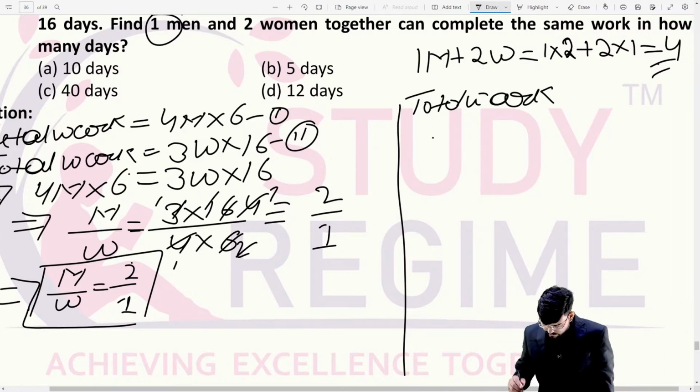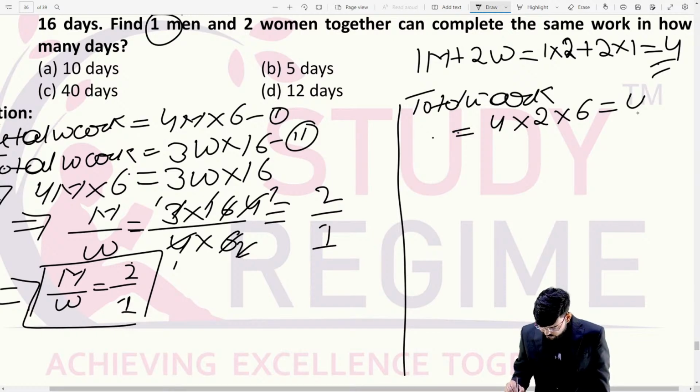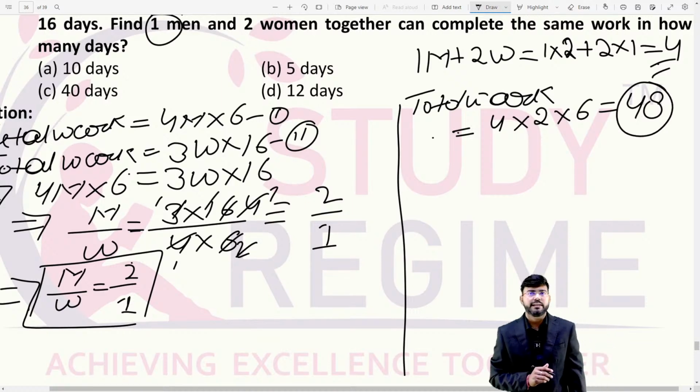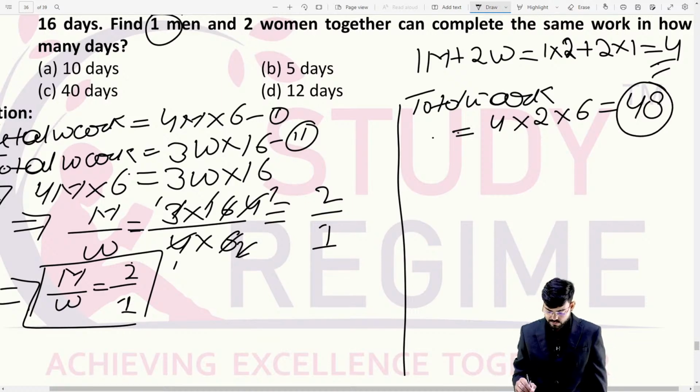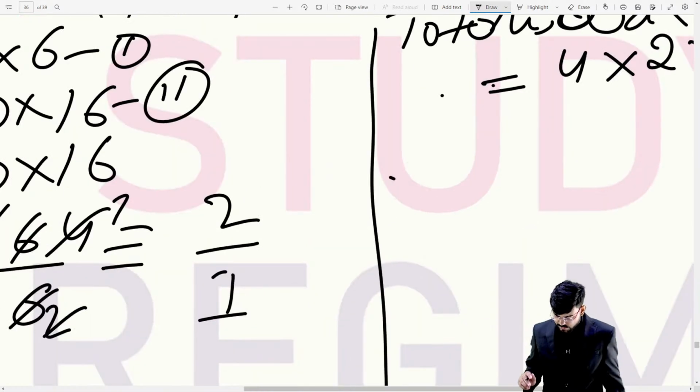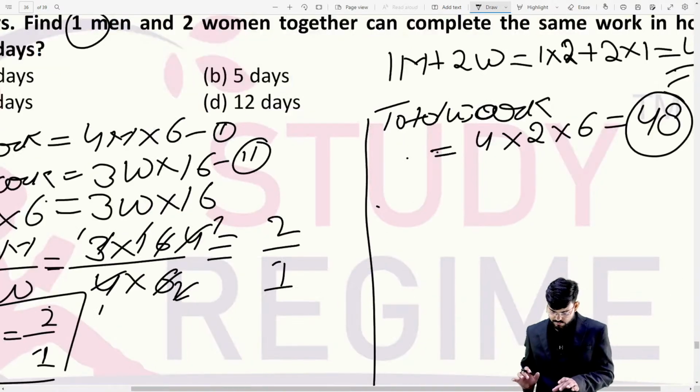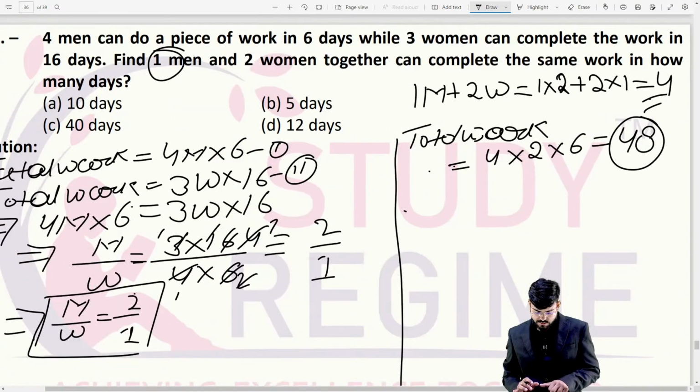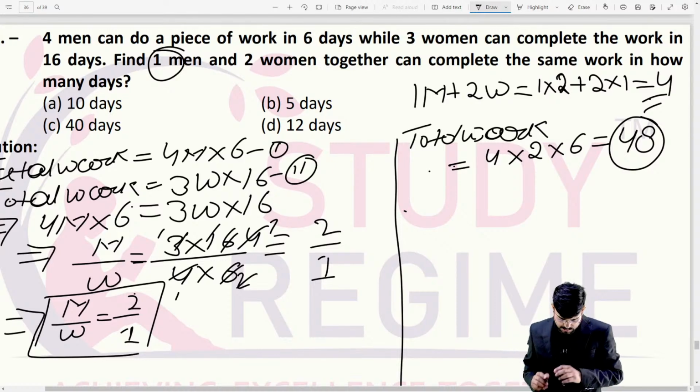The total work will be 4 into 2 into 6, that is equal to 48. Total work will become 48. Clear? Now, one man and two women can complete the same work in how many days? This is the question it is asking.